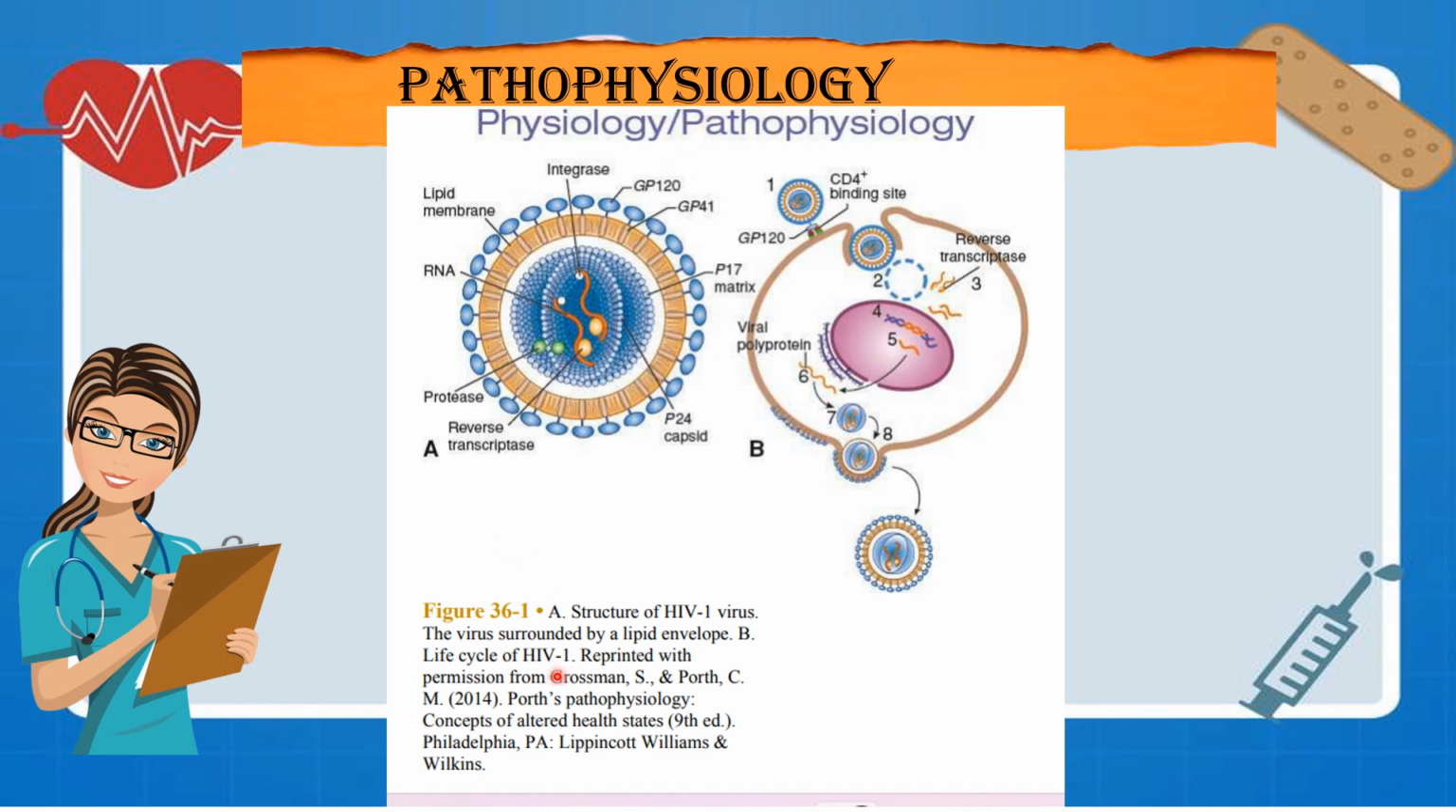So this figure A shows the structure of the HIV-1 virus, a virus surrounded by a lipid envelope. So as you can see, this is the lipid membrane and the protruding glycoproteins. On the other hand, figure B shows the life cycle of HIV-1. As you can see in this figure, HIV consists of a viral core surrounded by protruding glycoproteins.